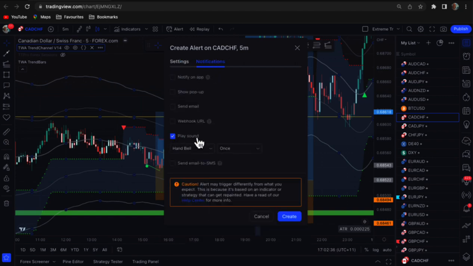Notifications, I like sound, and I don't want the pop-ups because there's going to be a few. Don't worry about this, it's just a bit of a rave regarding indicators painting and not repainting, what have you. That's irrelevant. And then we create, I'm going to run through and create these shortly.